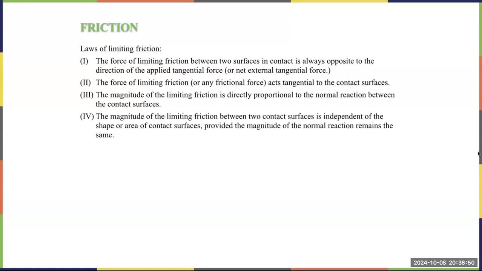So if my normal reaction is the same, meaning if I have 10 kilograms of metal in a cylindrical shape, and one in a rectangular shape, both of them 10 kilograms, then the friction force created by those two objects will be the same. It doesn't matter as long as they are of the same weight.